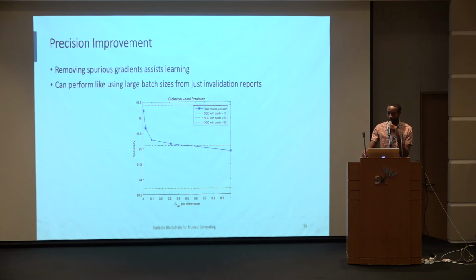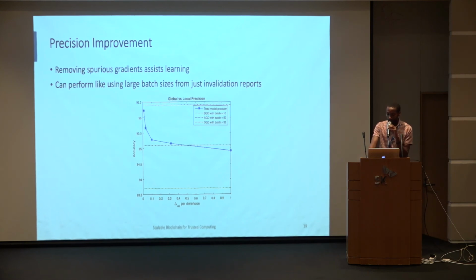Further, the stricter the validation requirement, the better the performance of the validated models, as endorsers in this case allow far better gradients. We can also note that the precision is almost as good as using batches of size 50 and consistently better than using 30 sample batches. And so we can conclude that the validation helps to eliminate spurious gradients, and thus gets more out of each iteration.